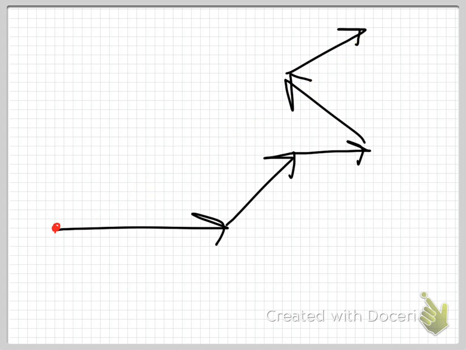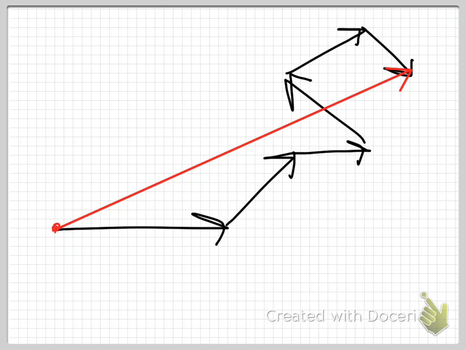I did that very badly. I apologize. Let's do that there. To the head of the last. And it's really easy if you use the line tool on Doceri to get a nice straight line. That's your resultant vector. Doesn't matter how much you wiggle around, doesn't matter how far you go.